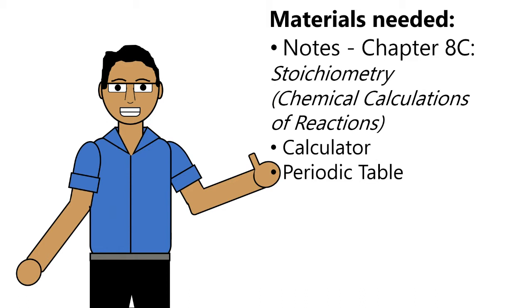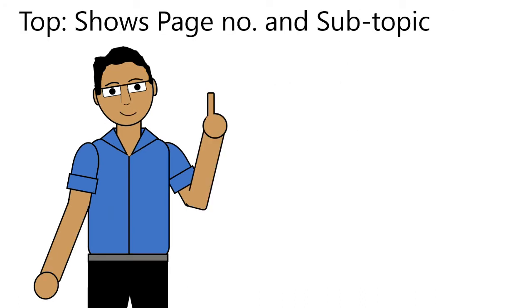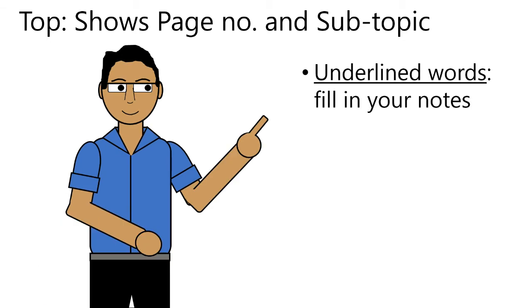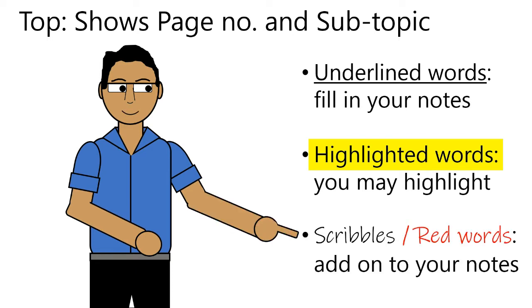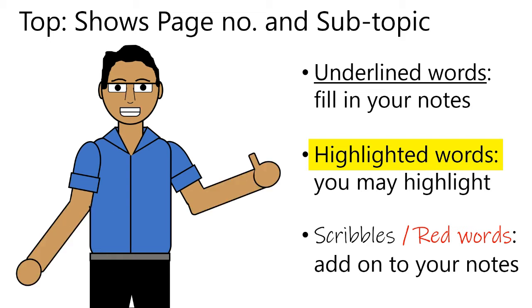All good? As usual, the top will show the page number and the subtopic. If you see any underlined words, fill it in your notes. Any highlighted words, you may highlight them. And if you see any scribbles or red words, you can add them on to your notes. Let's go.